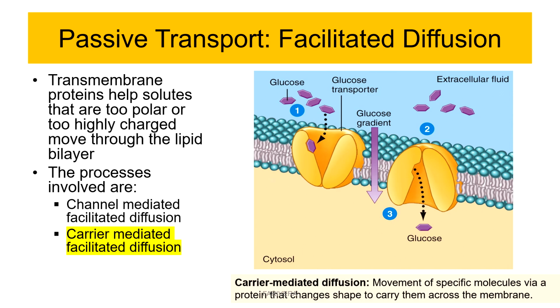A useful distinction is that with channels, the substance passes through a pore, while with carriers, the substance binds the protein, the protein changes shape, then the substance is released. Both are forms of facilitated diffusion when movement occurs down the concentration gradient.